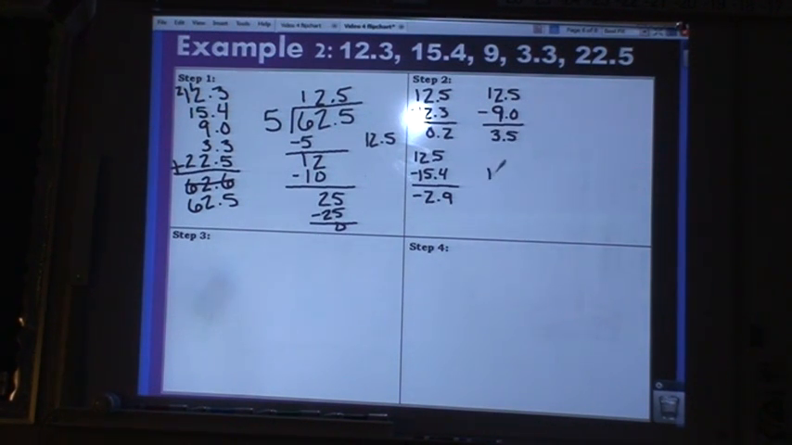And then we're going to take 12.5 and subtract 3.3. Remember, you have to be really careful to line up your decimals when you're adding or subtracting decimal numbers. Should end up with a 9.2. And finally, if we took 12.5 and subtracted 22.5, we would end up with negative 10.